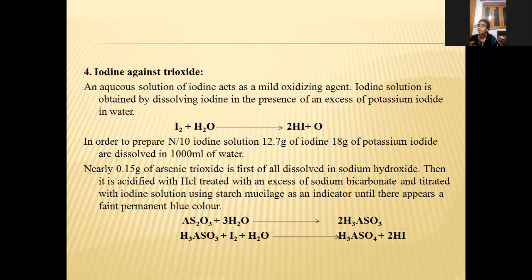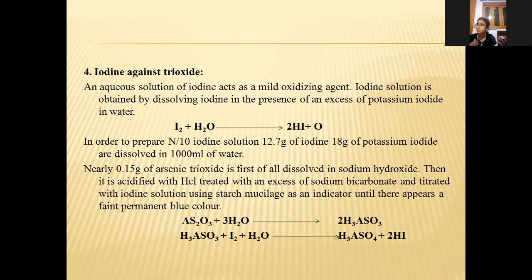Nearly 0.15 grams of arsenic trioxide is dissolved in sodium hydroxide. Then it is acidified with hydrochloric acid, treated with an excess of sodium bicarbonate, and titrated with iodine solution using starch mucilage as indicator until a permanent blue color is obtained.